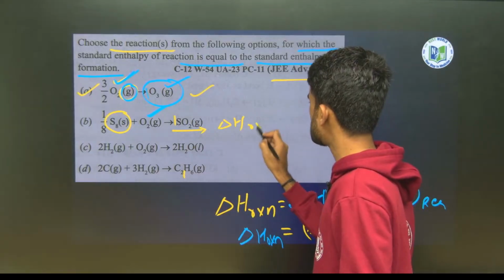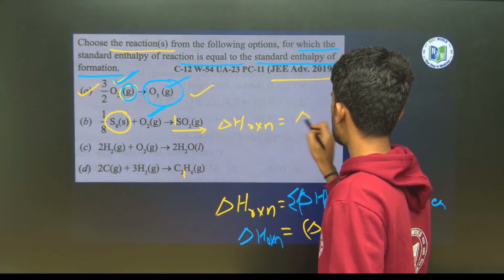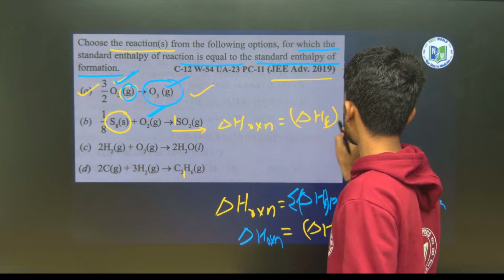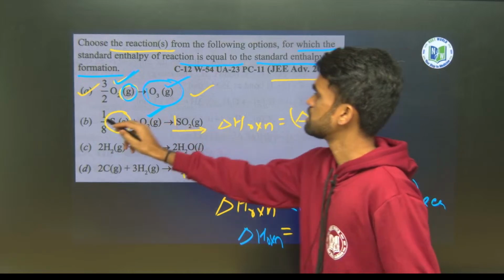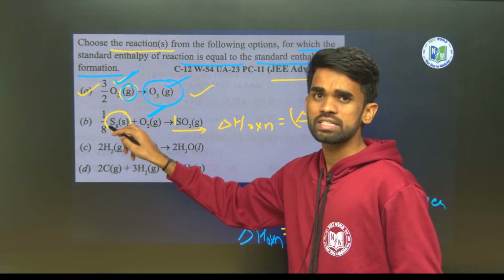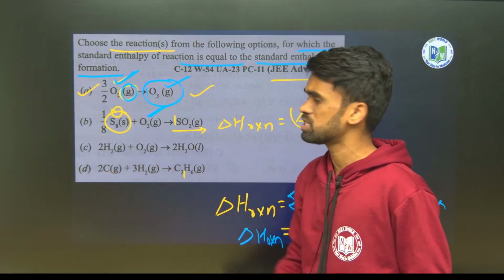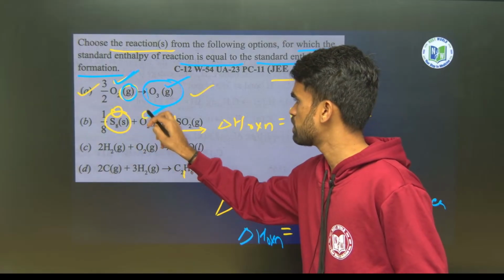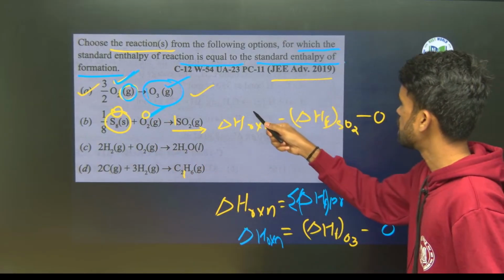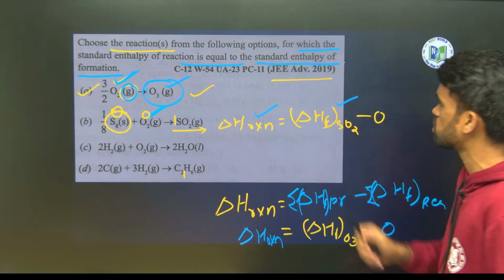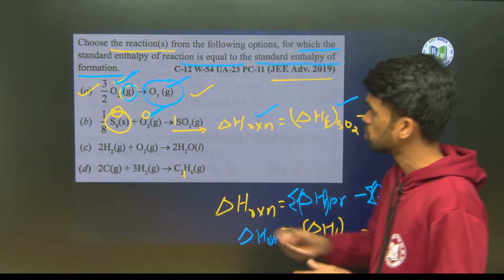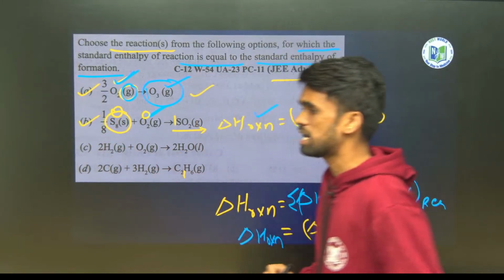So delta H reaction is equal to the enthalpy of formation of SO2, and minus, see, the standard state of sulfur is S8, so the enthalpy of formation of the sulfur reactant is 0, so here minus 0. So delta H reaction is equal to the enthalpy of formation of SO2. So it means our second option is also satisfying the condition.